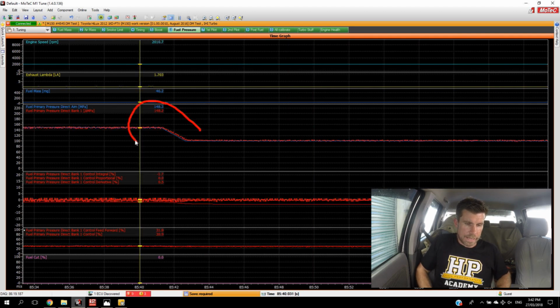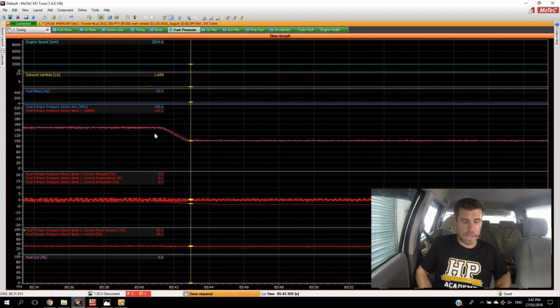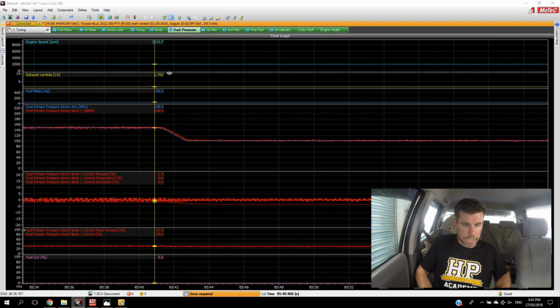This is the area here where we've changed our fuel pressure. The two parameters we're looking at there are our fuel pressure target and our measured fuel pressure. Prior to making that change, we're sitting at about 150 megapascals. After making that change, we dropped down to 100 megapascals. It's also important at the same time, if we look here at our exhaust lambda that we're measuring, before making that change, our exhaust lambda is 1.7.